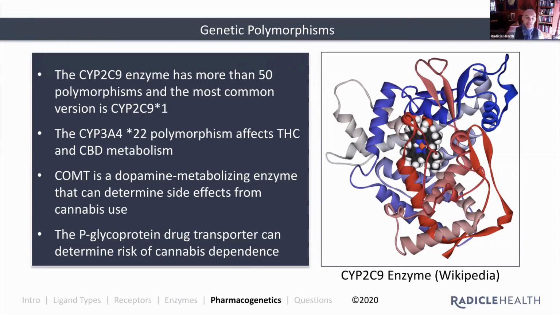And then finally, patients with a polymorphism that inhibits the expression of P-glycoprotein drug transporters. These are the drug transporters that carry compounds back up into the cell during uptake. These patients who have this polymorphism have significantly higher risk of cannabis dependence.